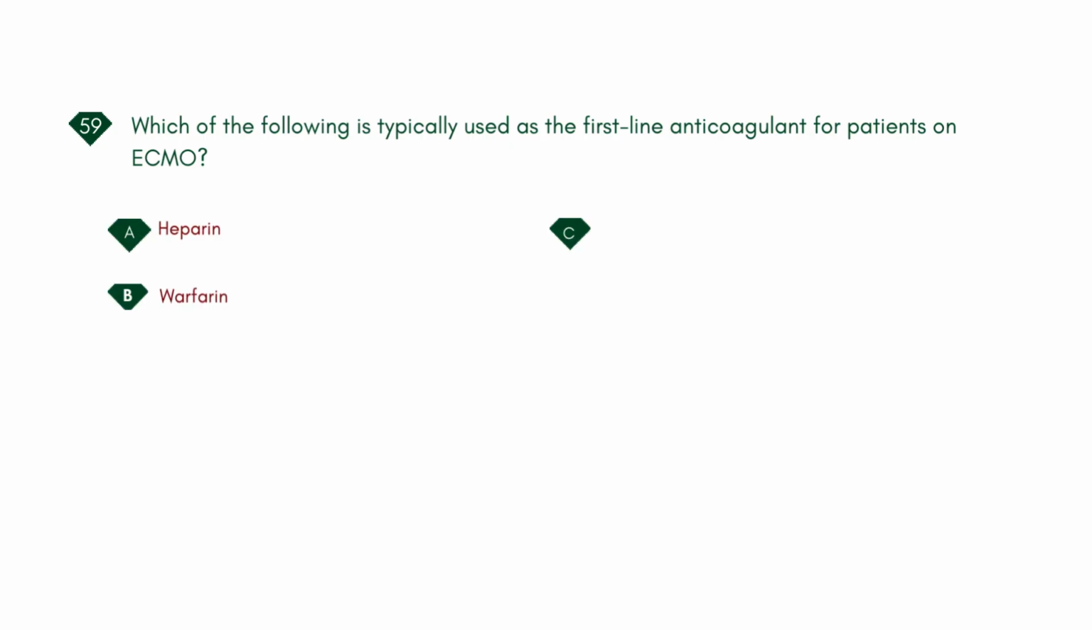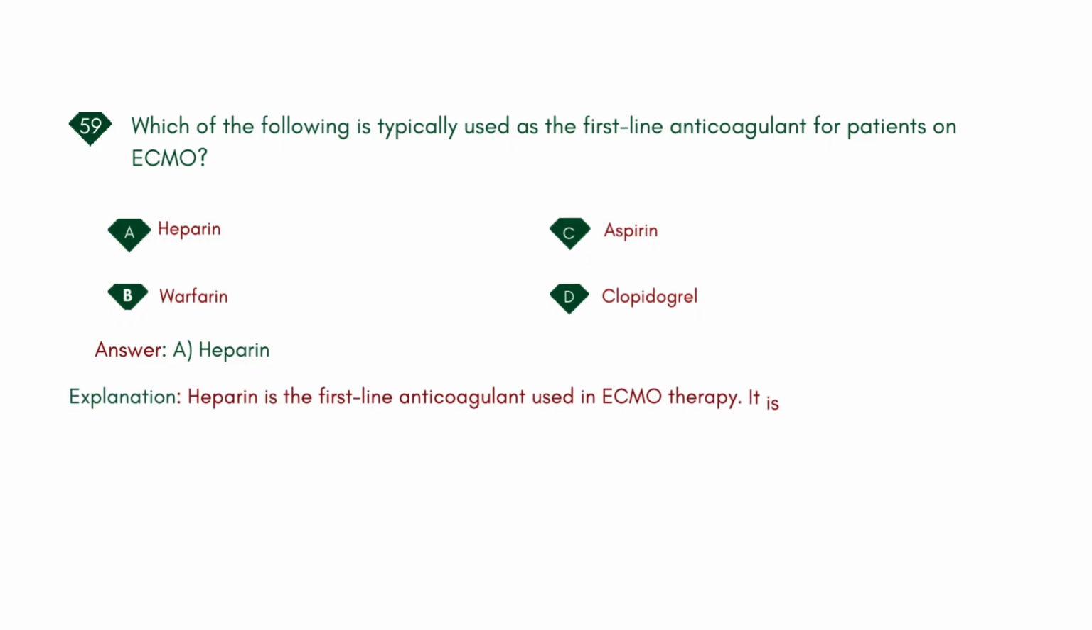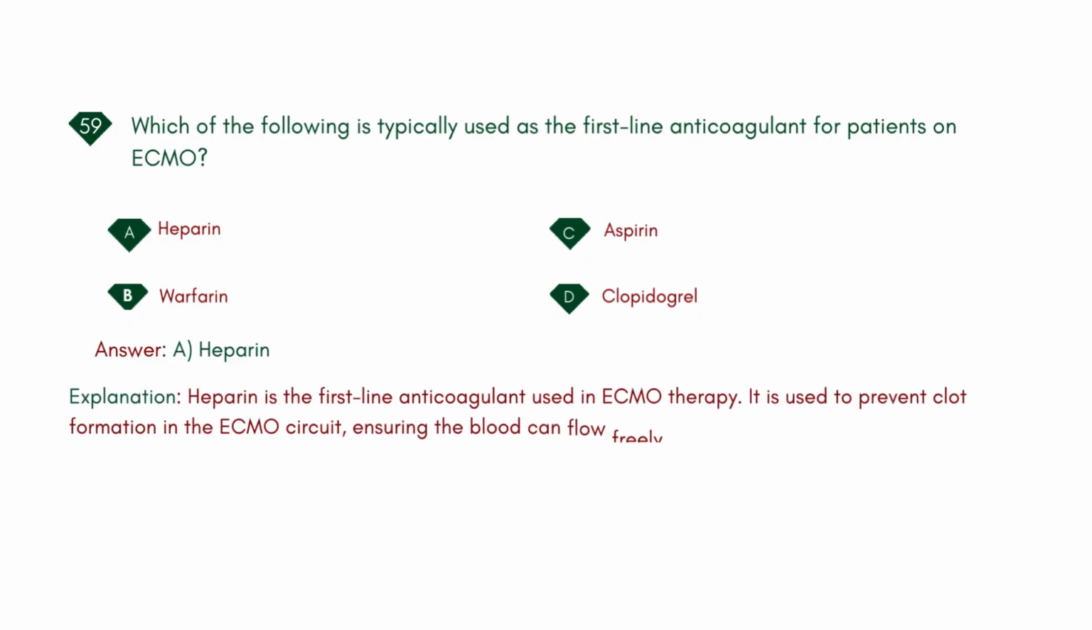Which of the following is typically used as the first-line anticoagulant for patients on ECMO? A. Heparin. B. Warfarin. C. Aspirin. D. Clopidogrel. Answer: A. Heparin. Explanation: Heparin is the first-line anticoagulant used in ECMO therapy.